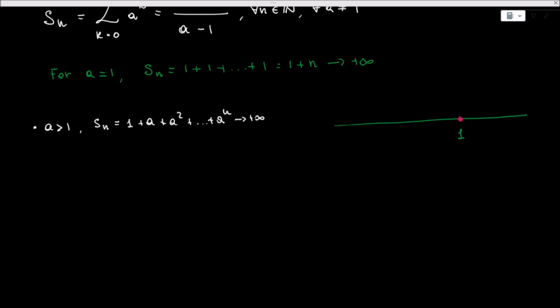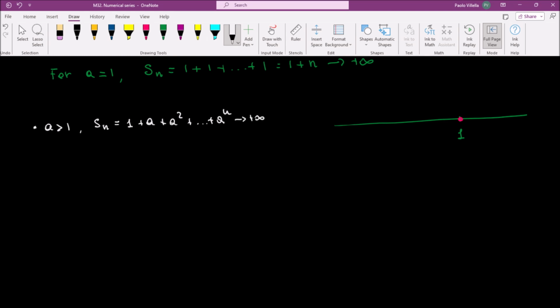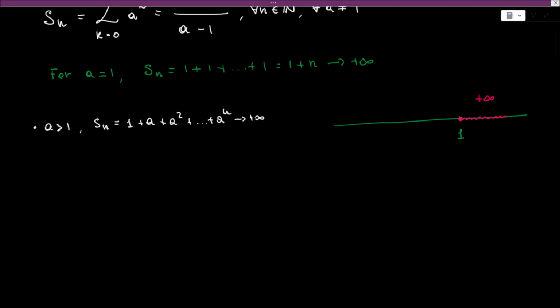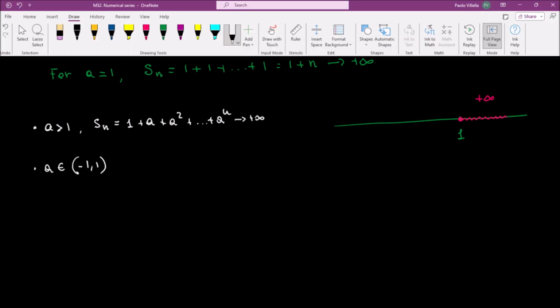So we can conclude that in all cases where a is larger than or equal to 1, so if a is equal to 1 or if a is to the right of 1, we always have a geometric series which is divergent to plus infinity. Let's now consider the situation where a belongs to the open interval minus 1, 1. So we are now considering this interval.